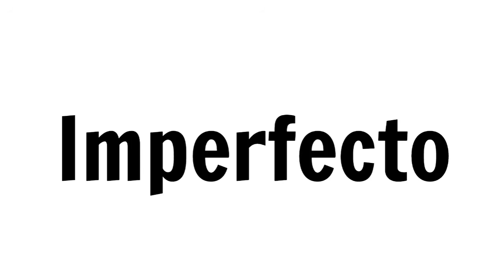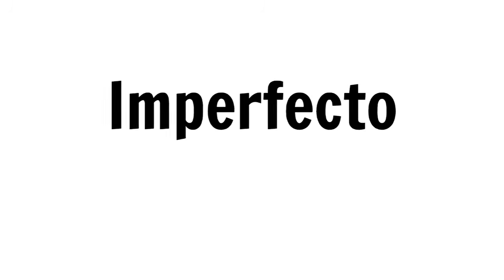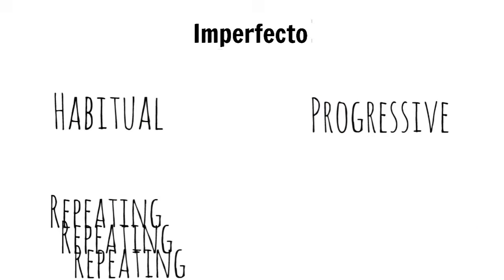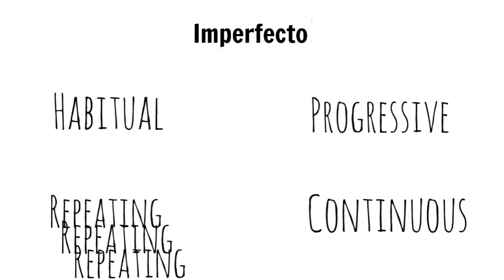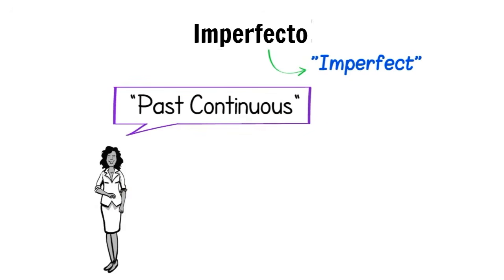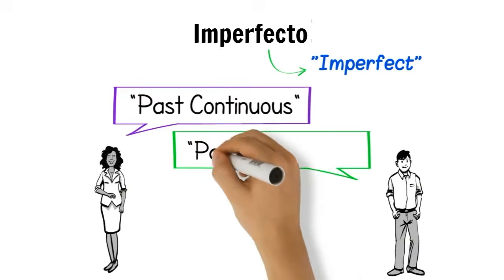Here's how to use and form the imperfect tense in Spanish. It's used when describing a habitual, repeating, progressive, or continuous action in the past. In this sense, the action is imperfect because we don't know when or if it finished, which is why it's called the imperfecto in Spanish. In English, you might also hear it called the past continuous or the past progressive.